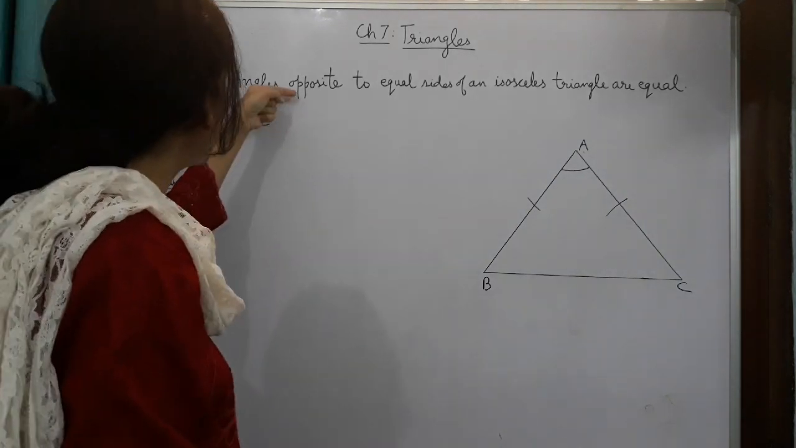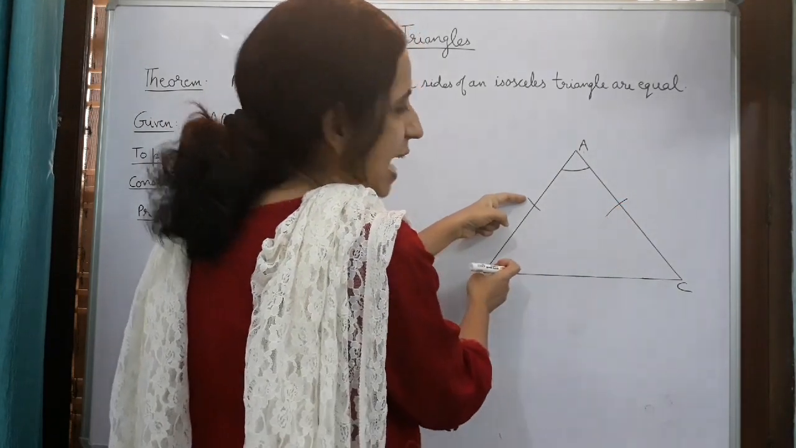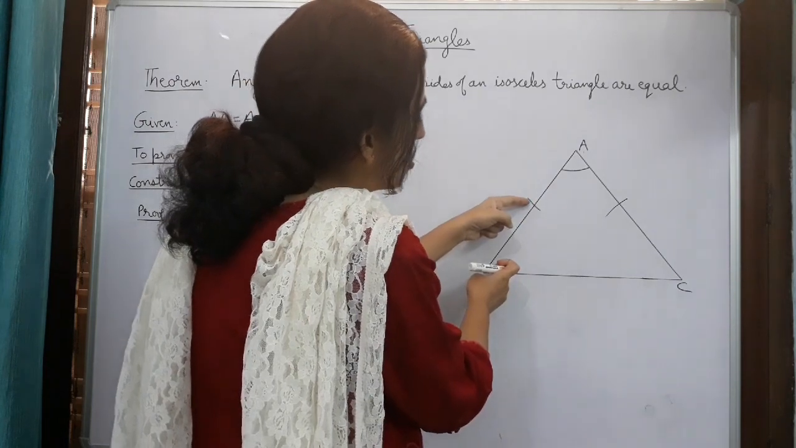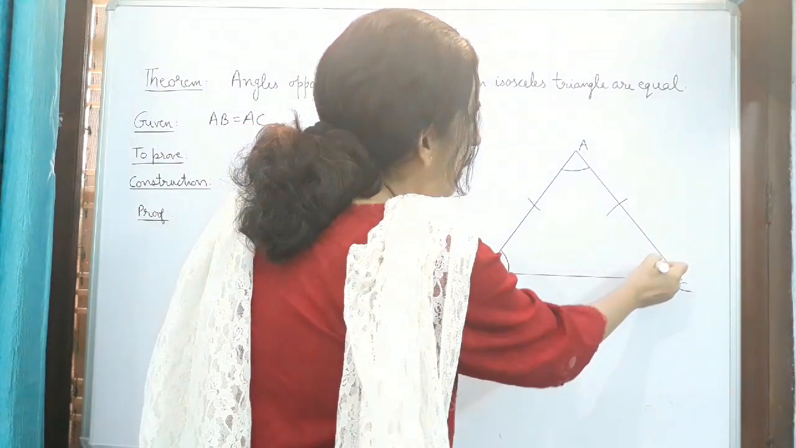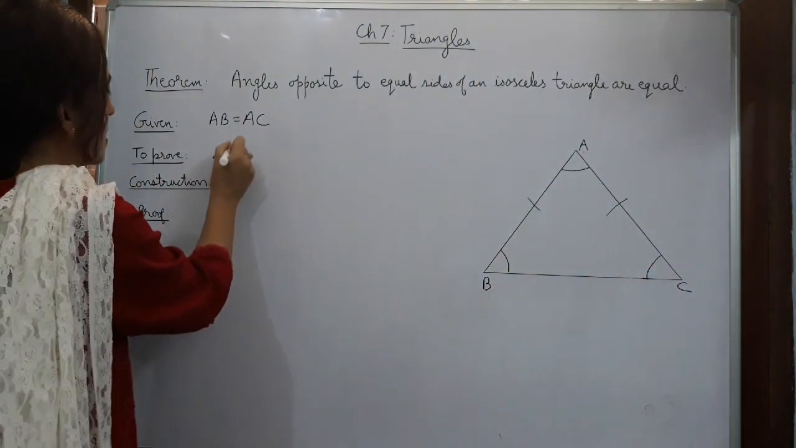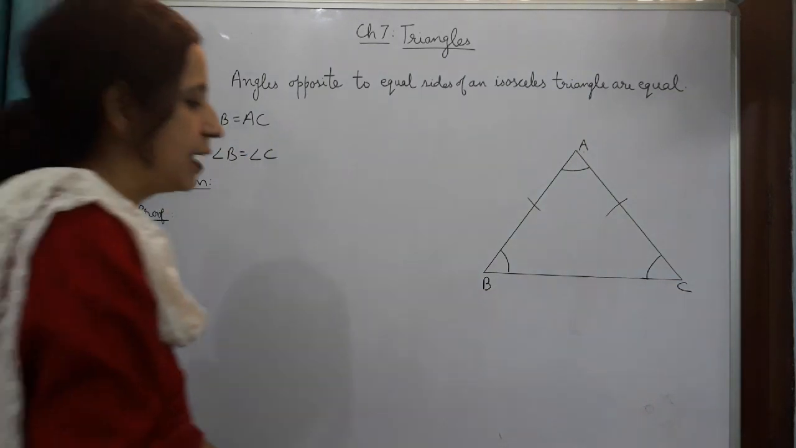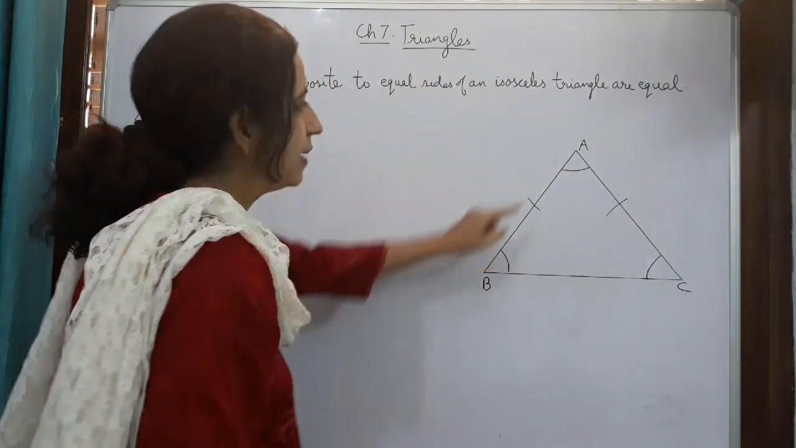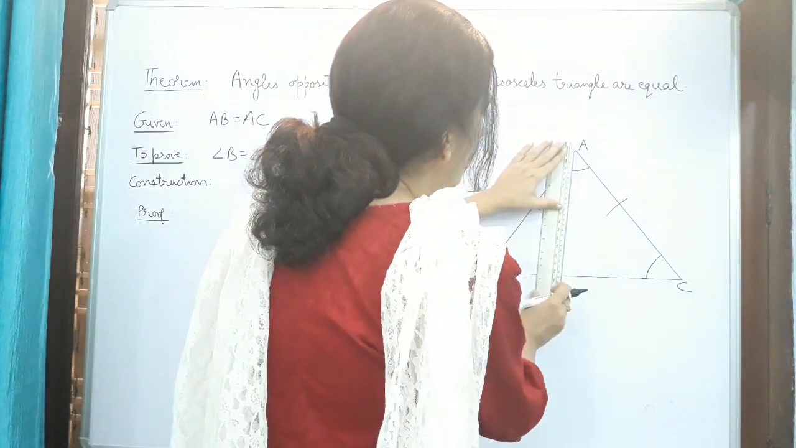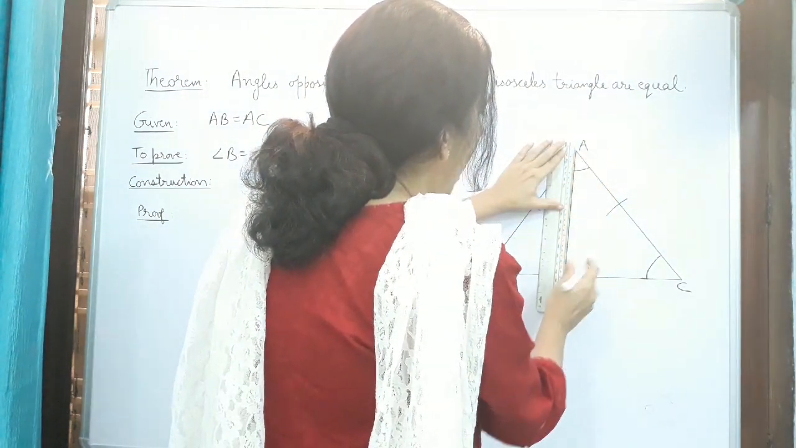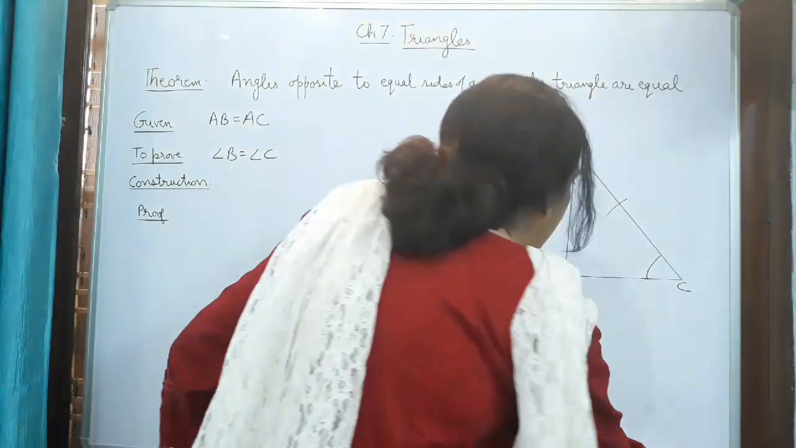And we have to prove that angles opposite to these equal sides are equal. So opposite to side AC is angle B and the angle opposite to side AB is angle C. So we have to prove that angle B is equal to angle C. This is what we have to prove. Now to prove this we do one construction. We draw the bisector of angle A. This is angle A. So we construct the bisector of angle A. Let this be AD. So angle 1 is equal to angle 2.